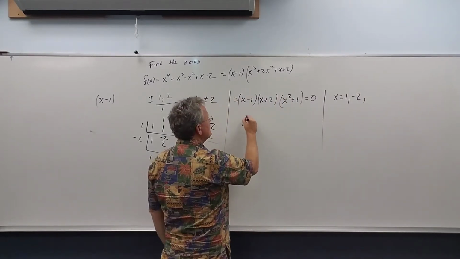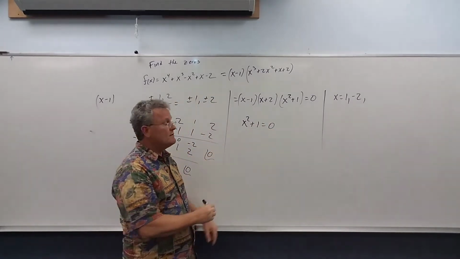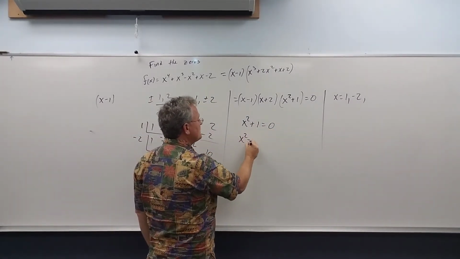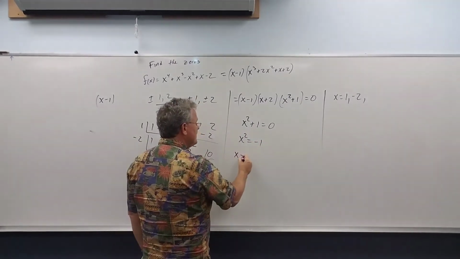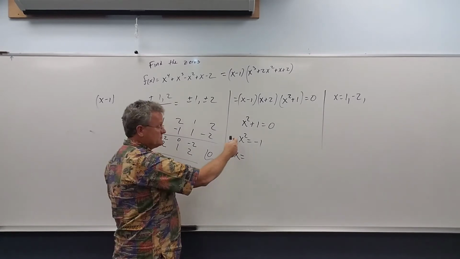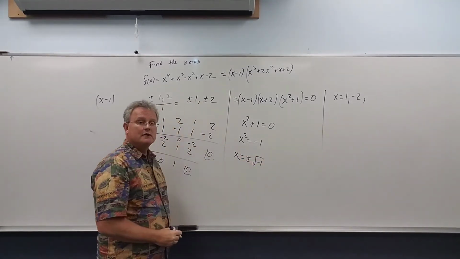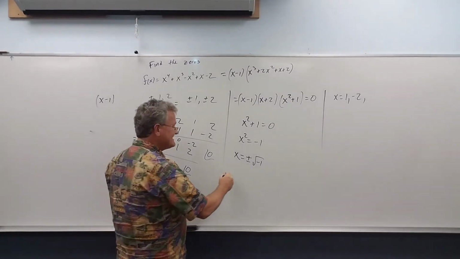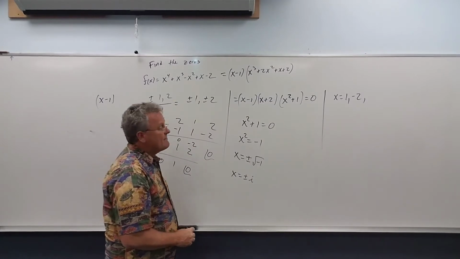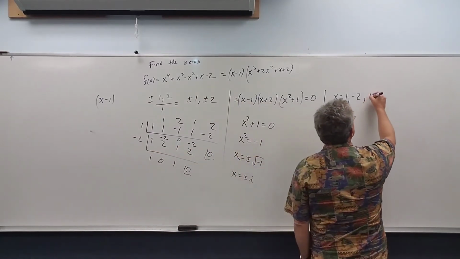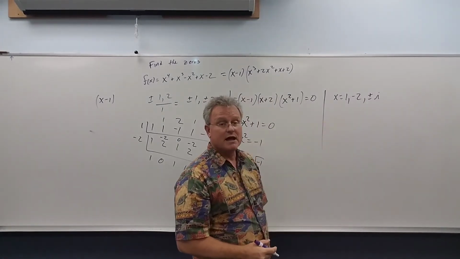Well, x squared plus 1 equals 0. If I subtract 1 from both sides, we get x squared equals negative 1. Take the square root of both sides, and don't forget your plus and minus when you take the square root of a square. You get the square root of negative 1, but the square root of negative 1 is i, so we get plus and minus i. So that means the other two zeros are plus and minus i.